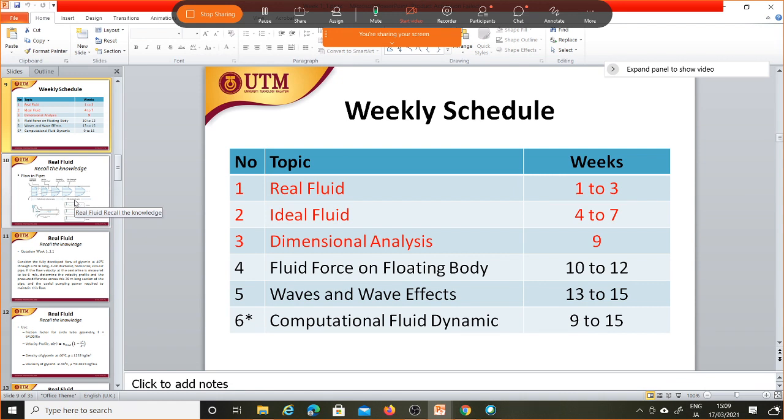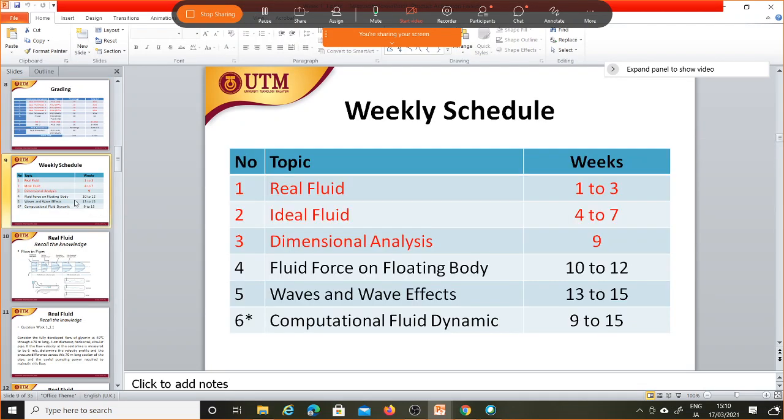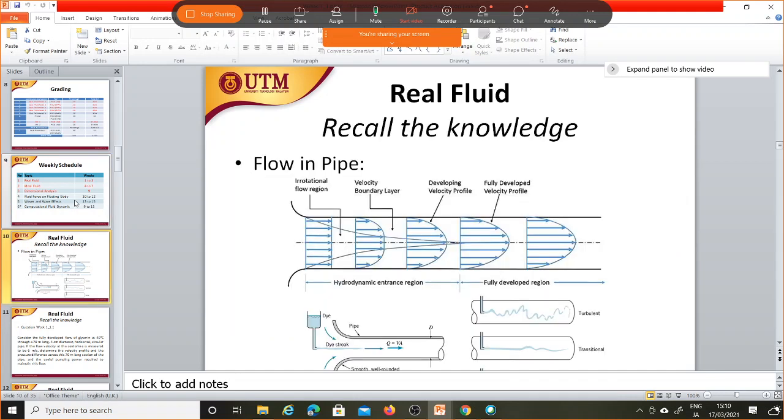In my last class, I talked about the briefing, right? What are the CLOs, what are the PLOs, how I am going to assess this course, and what are the time durations I am planning to take for the topics, according to the weeks. Anyway, this part I already explained a little bit.